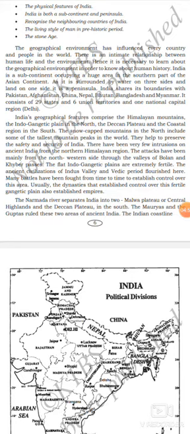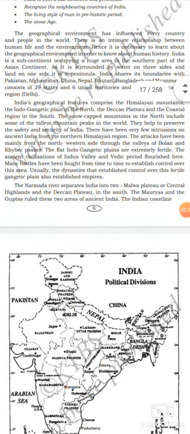Let's see the next para. The Narmada River separates India into two, the Malwa Plateau or Central Highlands and the Deccan Plateau in the south. Listen, the river Narmada separates India into two parts. They are the Malwa Plateau or Central Highlands and the Deccan Plateau in the south. Got it? The Mauryas and the Guptas ruled these two areas of ancient India.